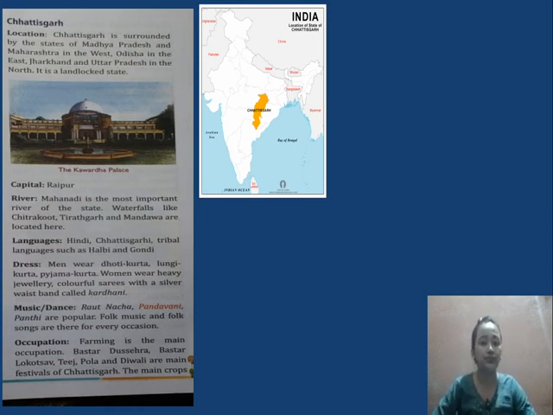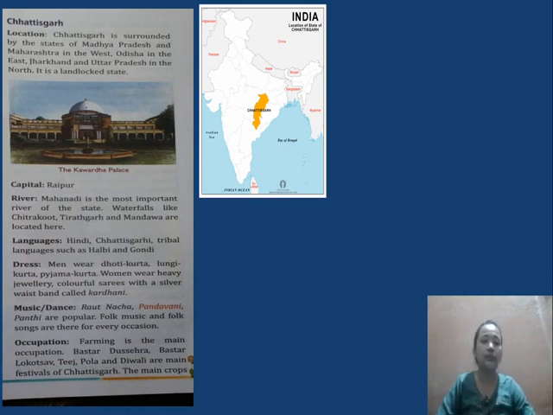Okay, so the language spoken by the Chhattisgarh people is Hindi, and Chhattisgarhi. There are also tribal languages such as Halbi and Gondi. Those are the languages of our tribals. The most commonly spoken languages are Hindi and Chhattisgarhi.